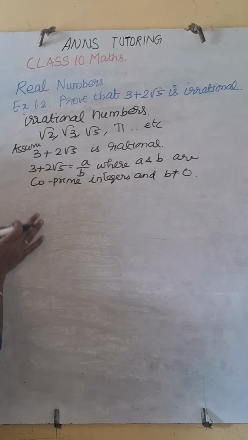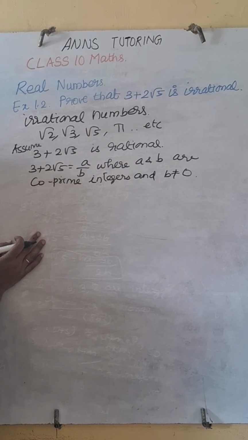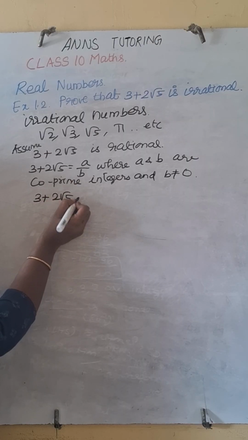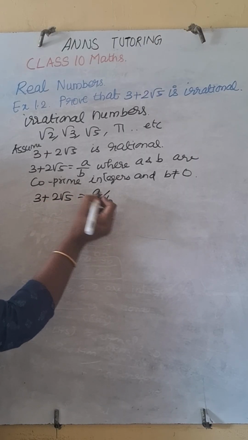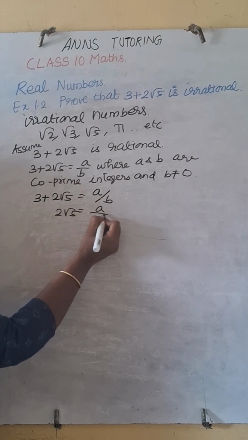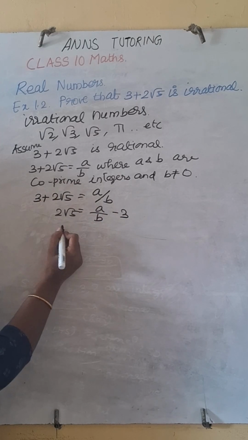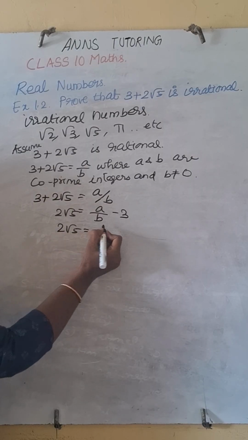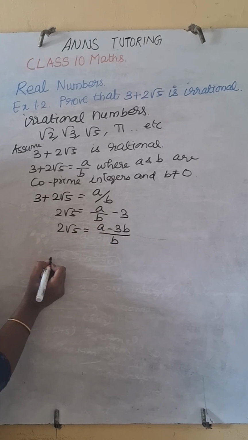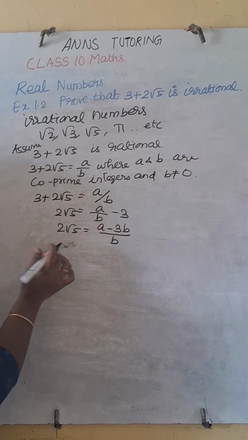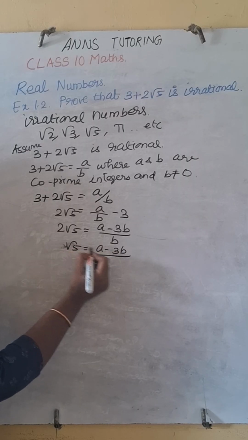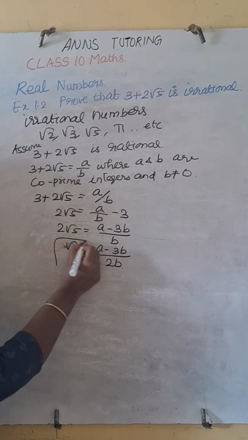In previous lessons, we proved this in the same way. Okay, so 3 plus 2 root 5 is equal to a by b. So 2 root 5 is equal to a by b minus 3. So 2 root 5 is equal to a minus 3b by b, taking LCM. So root 5 is equal to a minus 3b divided by 2b. Okay.